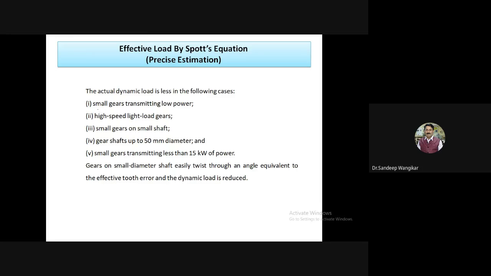Small gears transmitting low power. In the general condition, dynamic load is less when the gears are small and power transmission is low. High speed, light load gears are there. Small gears are mounted on smaller shafts, up to 50 mm diameter, and small gears transmit less than 15 kilowatt power. So these are some of the circumstances when the PD is observed to be lesser.